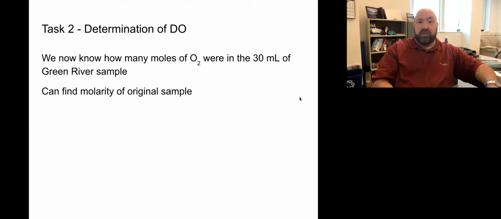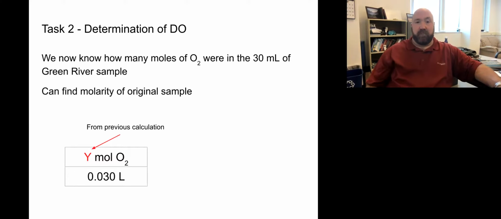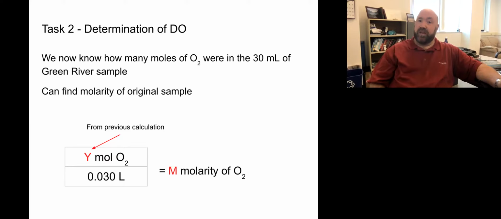And we know that we used 30 milliliters. So we know how many moles there were within 30 milliliters of the sample that we started with. And so you're going to take the moles that you calculated in the previous calculation and divide that by 0.03 liters. That gets us to molarity.